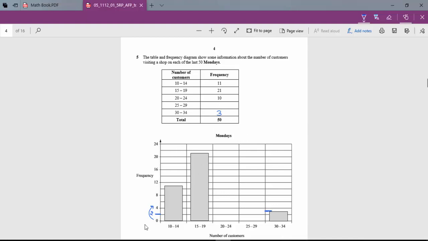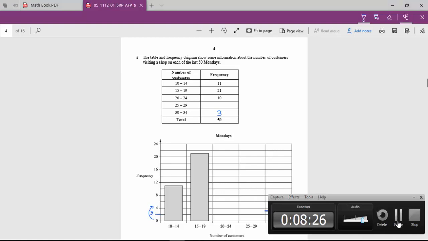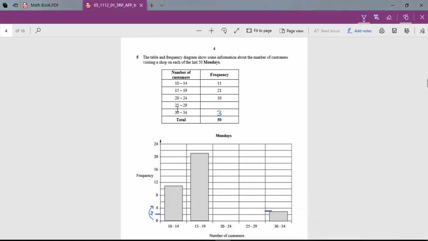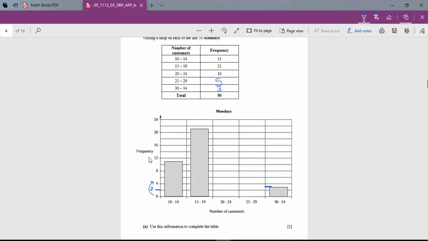Then how can we find the frequency of 25 to 29? Then we know the total frequency is 50. Then add all of these frequencies. Let's see how much more we need to complete 50. 11 plus 21 is 32, plus 10 is 42, plus 3 is 45. So we need 5 more to complete 50. This frequency, 25 to 29, is 5. Now we completed the table.